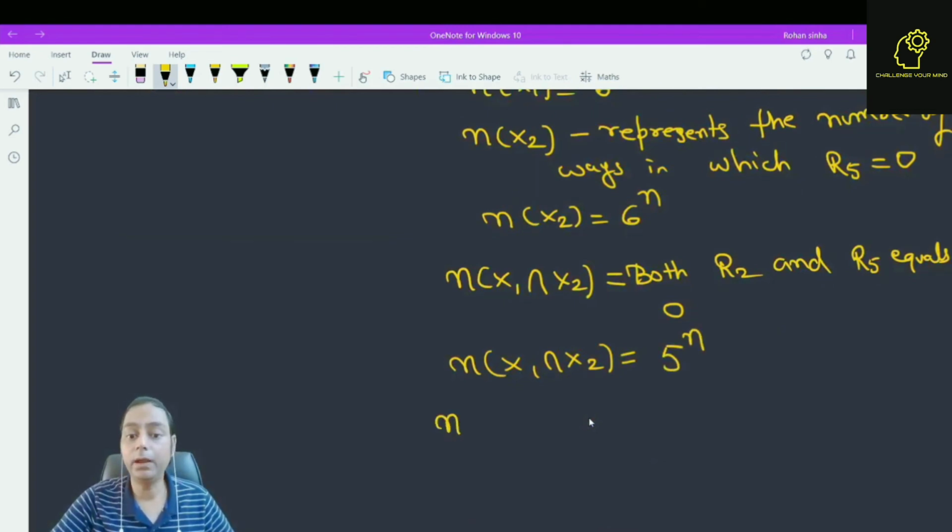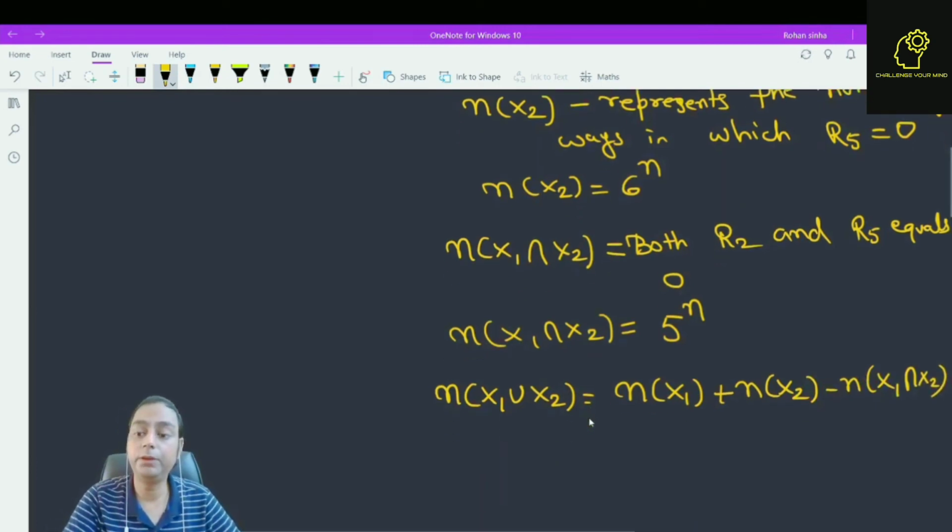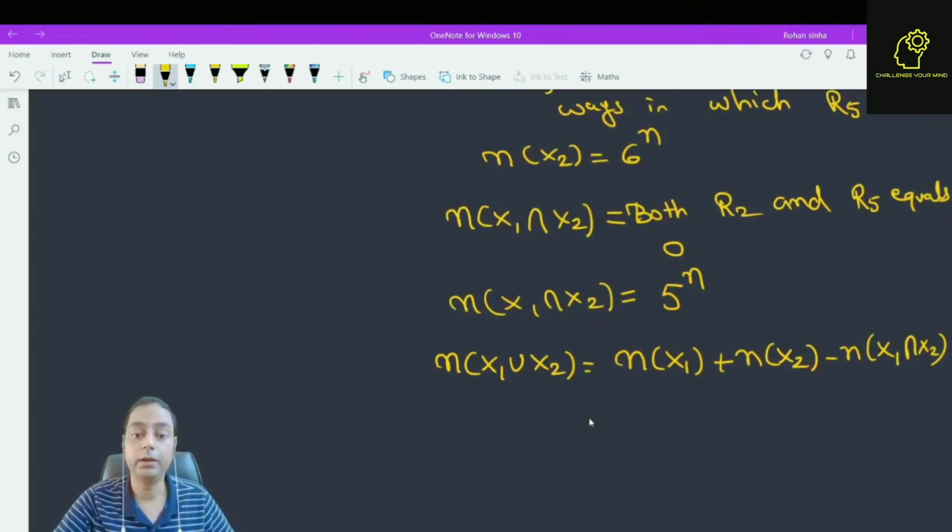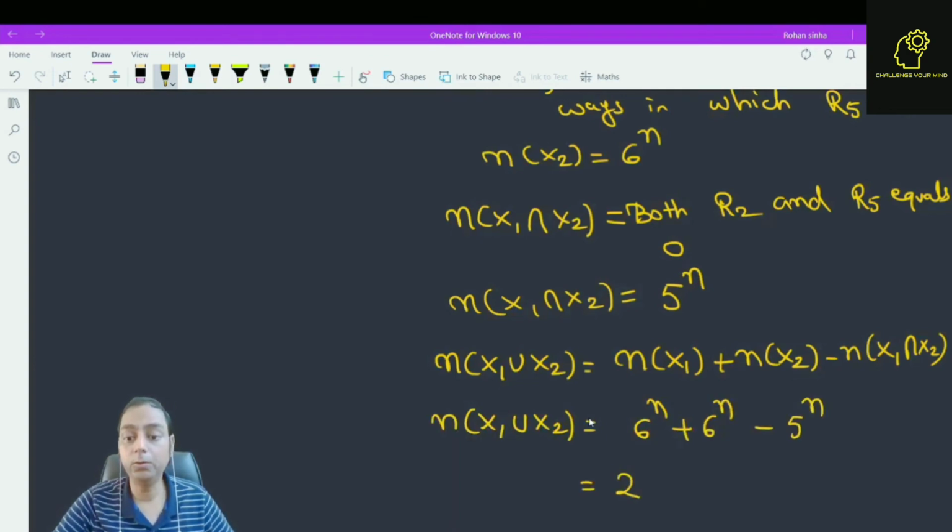Now what about n(X1 union X2)? We know that this is equal to n(X1) plus n(X2) minus n(X1 intersection X2), simply by using the principle of inclusion and exclusion. So n(X1 union X2), how much is this? This is 6 raised to n plus 6 raised to n minus 5 raised to n. So this is 2 into 6 raised to n minus 5 raised to n.